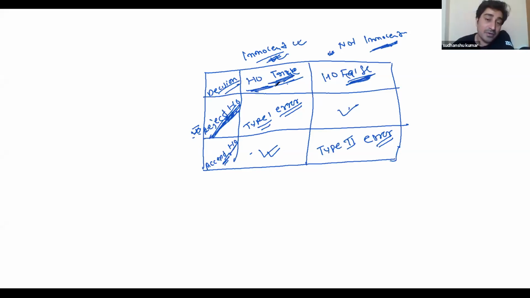We are trying to reject a true null hypothesis. So my hypothesis was correct, but I'm trying to reject it. So that is a type 1 error. I would say that type 1 error is a severe error as compared to a type 2 error.